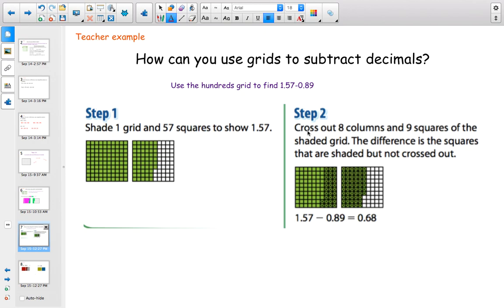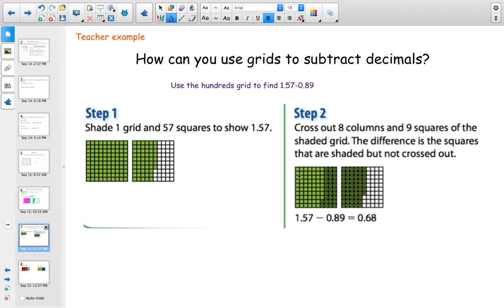Step 2 now is to cross out our 89/100. We have to cross out 8 columns to get to the 80, and then 9 other squares in the shaded grid. So you're crossing out 89 of those squares that you had already colored in. The difference is the squares that are shaded but not crossed out.